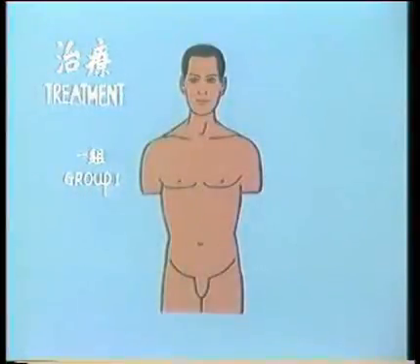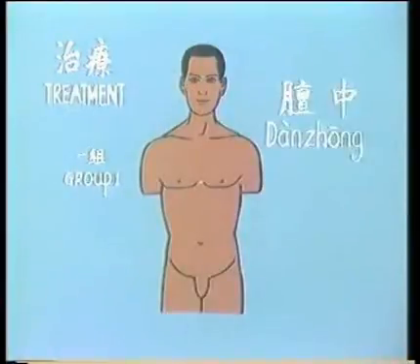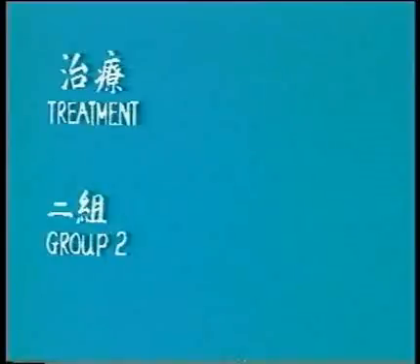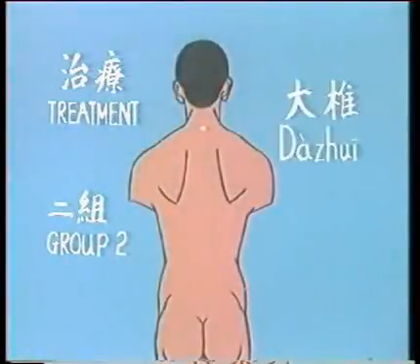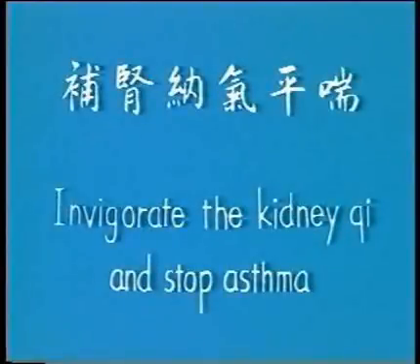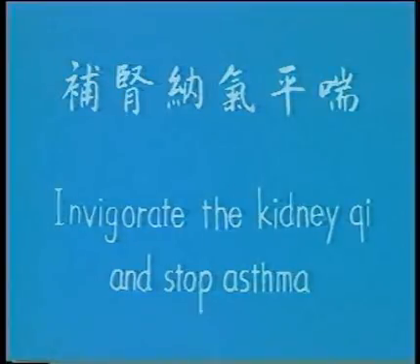Treatment: Group 1. Danzhong, Ren 17, and Qihai, Ren 6. Group 2. Dazhui, Du 14, and Feishu, Bladder 13. Using these 2 groups of points alternatively can invigorate the kidneys and relieve asthma.